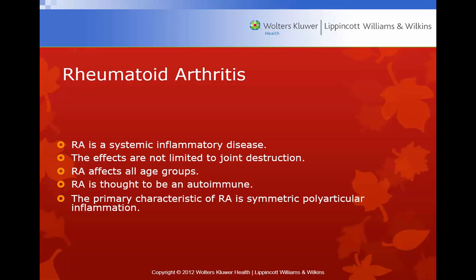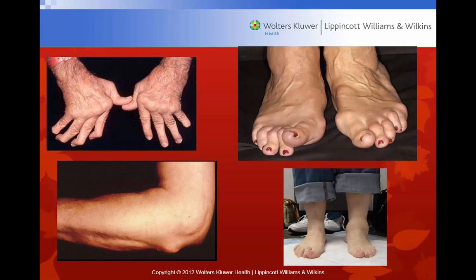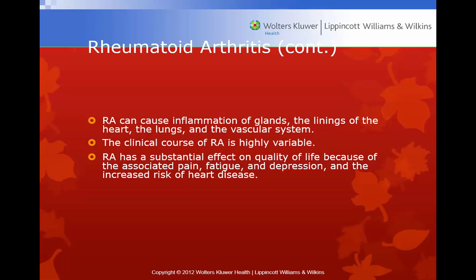The primary characteristic of RA is symmetric polyarticular inflammation. And that's demonstrated here in these pictures. You can see the curvature of those particular joints and how it has been affected by RA. It can cause inflammation of the glands, the linings of the heart, the lungs, and the vascular system, which is the reason why we treat it quite aggressively when we first recognize it.